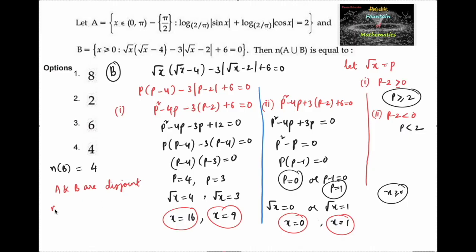When they are disjoint sets, we can say the number of elements in A union B is equal to n of A plus n of B. So we know n of A is equal to 4 elements. So n of A is 4, n of B is 4. So 4 plus 4, 8. So 8 is the answer, which is our option 1.